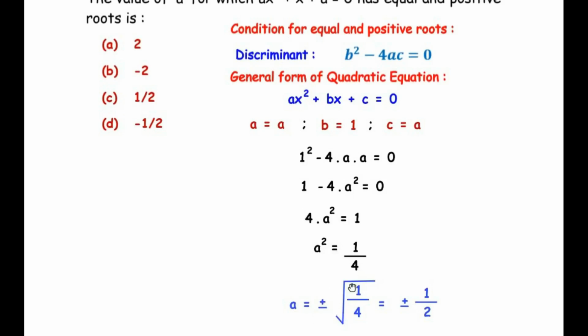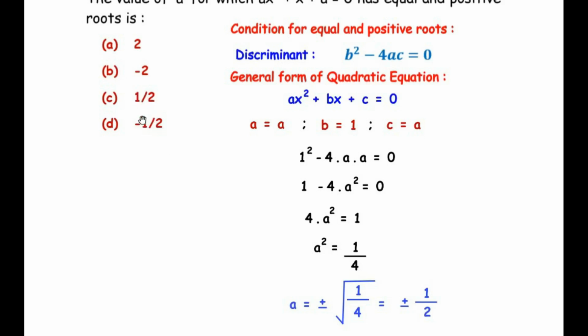Now taking square root on the other side of equal to sign, we get the value of a as plus or minus square root of 1 over 4. Now square root of 1 is 1 itself and square root of 4 is 2. So the value of a we get here is plus or minus 1 over 2. Now if we look at the options, we have positive 1 over 2 as well as negative 1 over 2. So which of the two options should we choose?